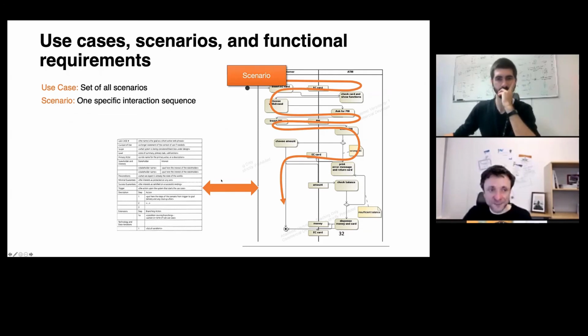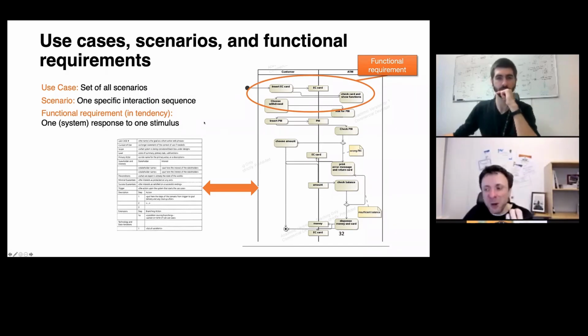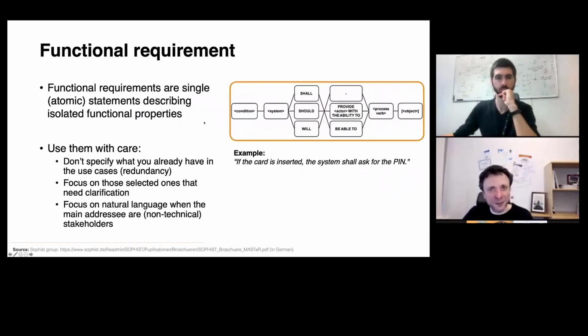that are all part of the same use case. Now, a functional requirement is one specific response to one specific stimulus. It's just one exchange, one input and one output. It's just a small part of a scenario, which brings me to the concept of functional requirements. A functional requirement is a single atomic step. It's a single atomic interaction as part of something larger, an interaction scenario.